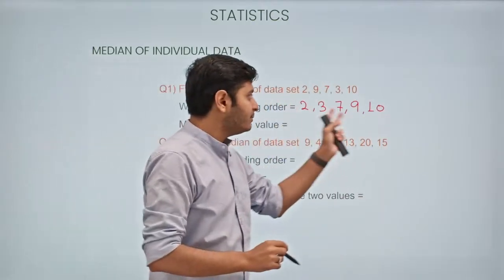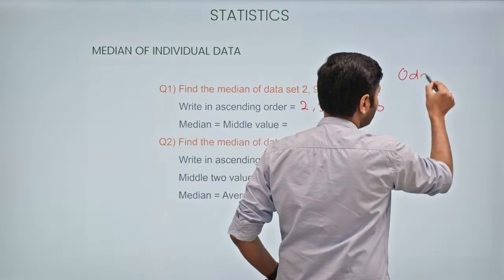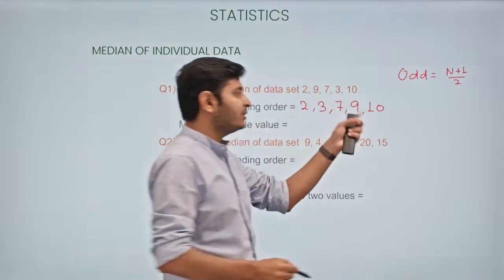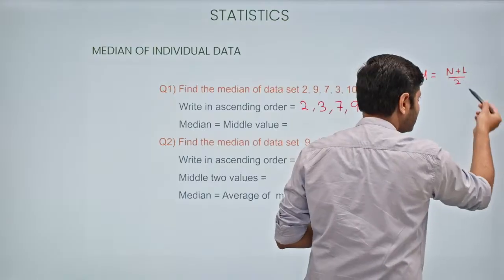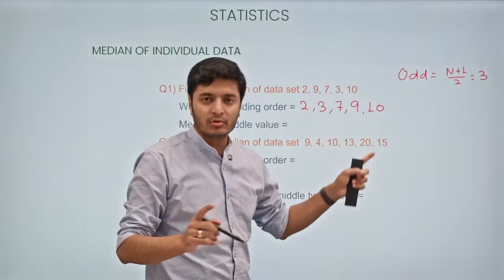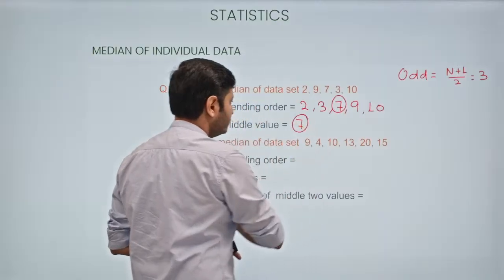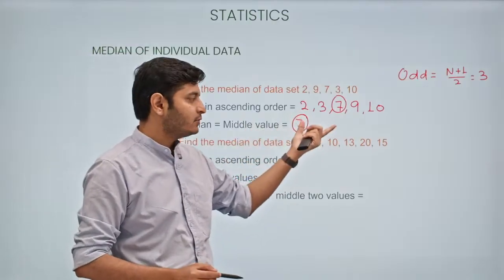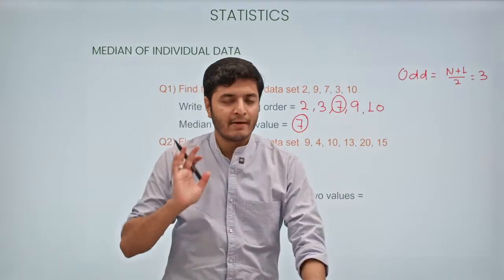As I told you, if the number of observations is odd, then you can apply this formula. For odd, it is n plus 1 by 2. N is the total number of observations. Here in this case, n is 5. So 5 plus 1 by 2 is 6 by 2, that is 3. So your third observation is your middlemost observation. 1, 2, 3. So the third observation is 7. So the median of this data set is 7. See, here we are having only 5 observations.